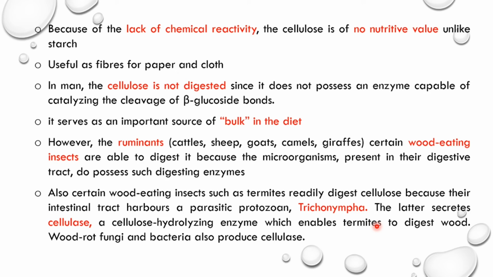However, ruminants such as cattle, sheep, goats, camel, giraffe, and certain wood-eating insects are able to digest it because some microorganisms present in their digestive tract possess such a digesting enzyme. Also, wood-eating insects such as termites can digest cellulose because their intestinal tract contains the parasitic protozoan Trichonympha. This Trichonympha secretes cellulase, the enzyme which hydrolyzes cellulose, and this causes the termites to digest the wood.